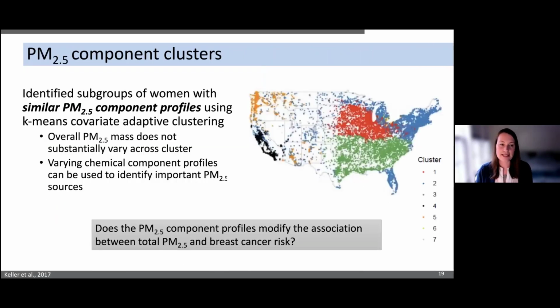So in the Sister Study, we identified subgroups of women who have similar PM2.5 component profiles using a mixtures method called k-means covariate adaptive clustering. And so what this method did is it took information on 22 different PM2.5 component species and identified 7 groups of women in the Sister Study. Sorry, this map looks a little blurry, but you can see each dot represents a Sister Study baseline address. And these women were classified into subgroups who have similar PM2.5 component profiles, which should suggest the major PM2.5 sources that they're exposed to. And so our question was whether these PM2.5 component profiles may modify the association between overall PM2.5 mass and breast cancer risk.